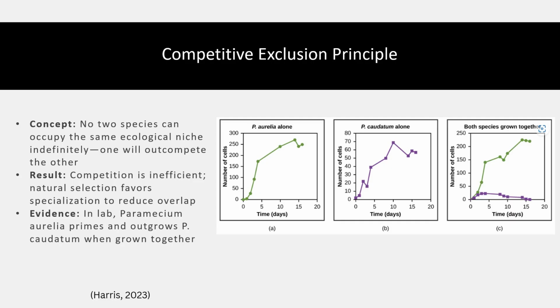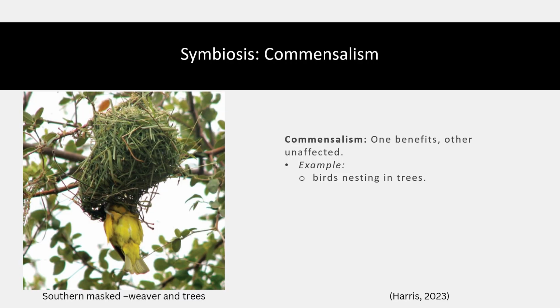We can also see this in bird populations. Sometimes you'll have certain species that will feed higher in the canopy, while some species will feed lower in it. Symbiosis describes the relationship that organisms have with each other. The first one we're going to talk about is commensalism, where one species benefits, but the other is unaffected. We can see this when birds build their nest in a tree. The bird benefits, but that tree is unaffected.